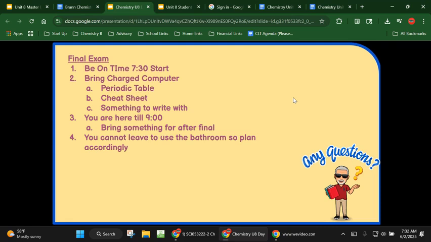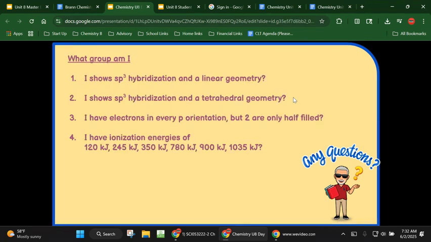All right. So, what group am I? I show sp3 hybridization with a linear geometry. What group shows an sp3 hybridization with a linear geometry? There are two groups that show linear geometry. Group 17. Group 17 shows sp3 hybridization because there are 4 total pairs of electrons. 3 are lone pairs, 1 is bonding. That is a linear geometry. I show sp3 hybridization in a tetrahedral geometry.